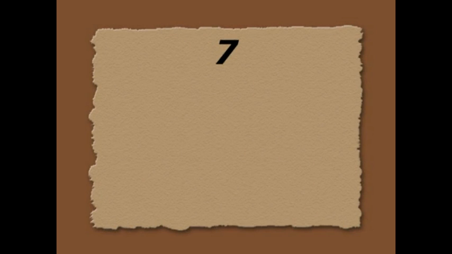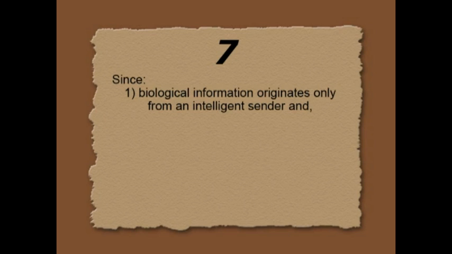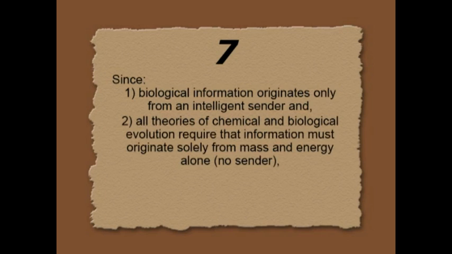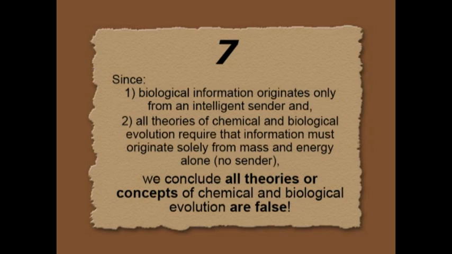Let me come to the seventh conclusion. Since biological information originates only from an intelligent sender, and all theories of chemical and biological evolution require that information must originate solely from mass and energy alone, it means no sender, we conclude all theories or concepts of chemical and biological evolution are false.